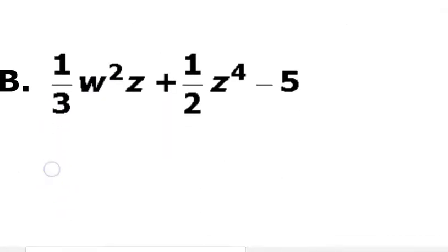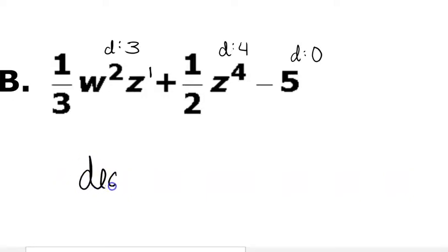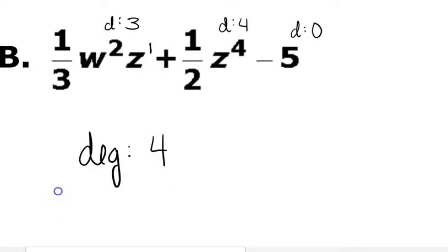Okay, look at this one. Now this might be a little wonky. I have a z to the 1st here, so you got 2 plus 1 is 3. This has a degree of 3. This has a degree of 4. And this has a degree of 0. What is the biggest degree? 4. So this entire polynomial has a degree of 4. So you're just looking for the biggest exponent.